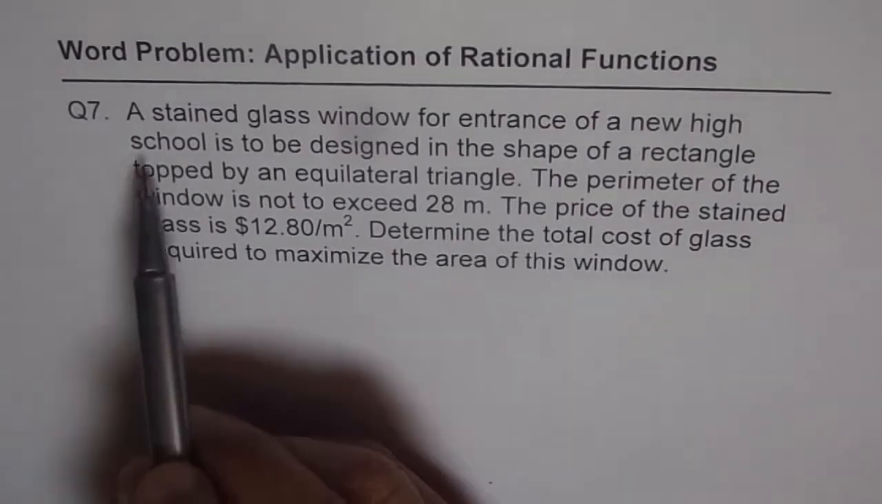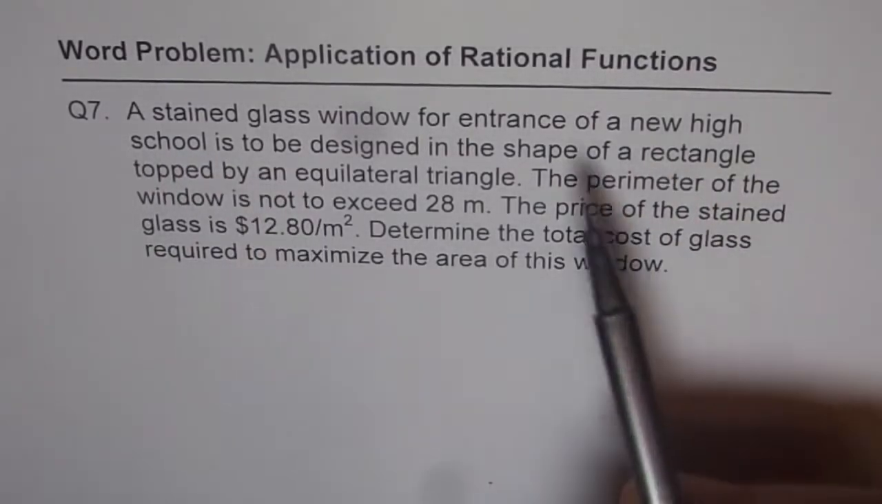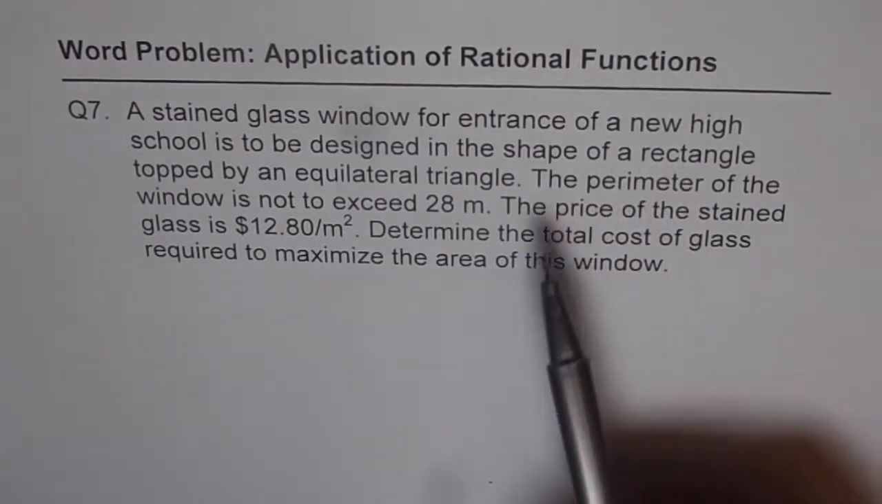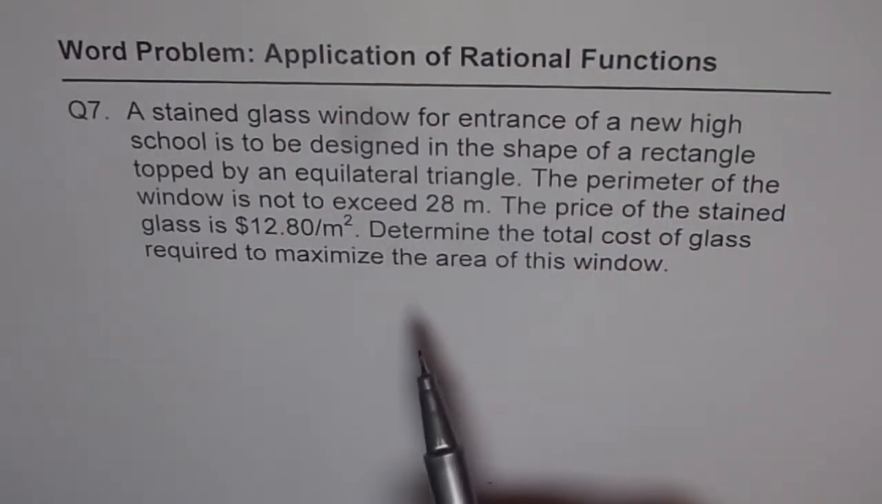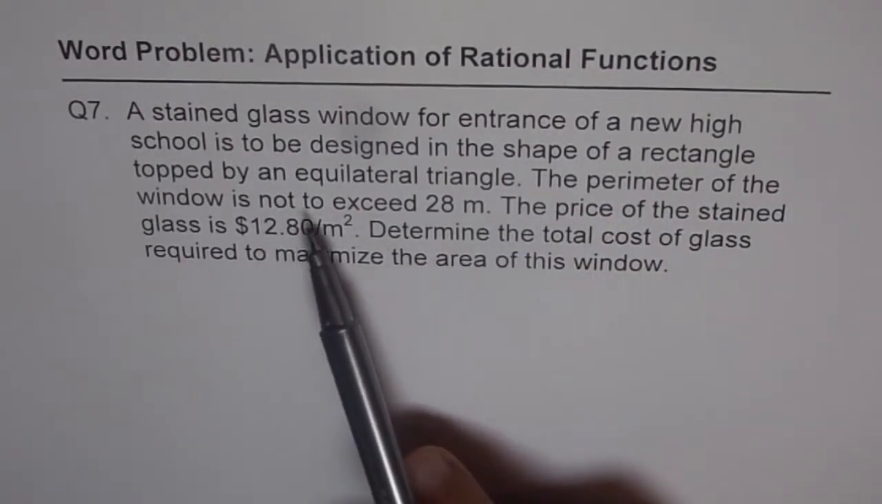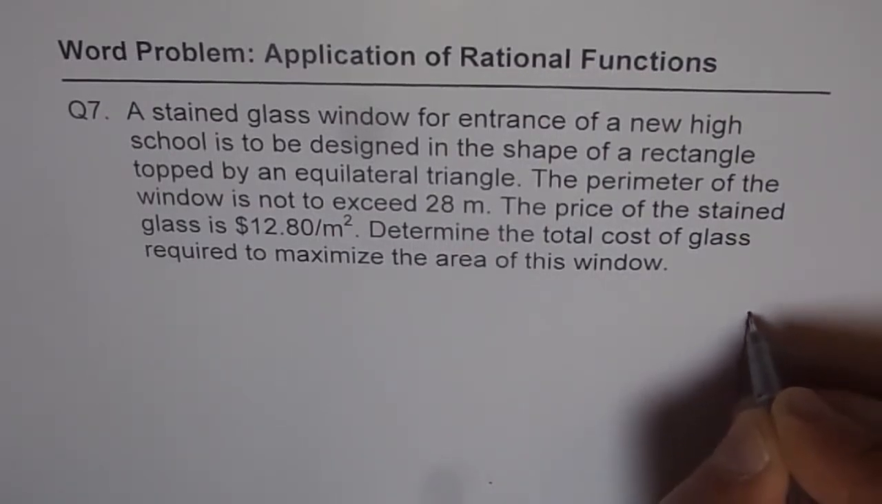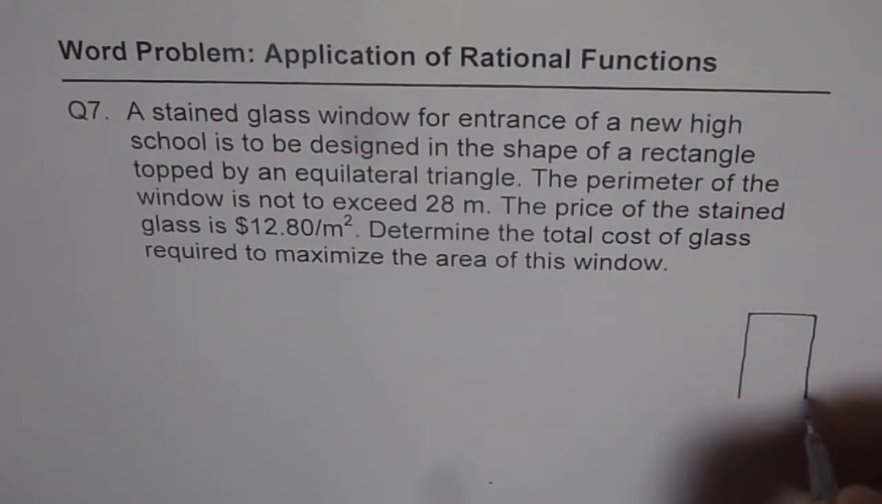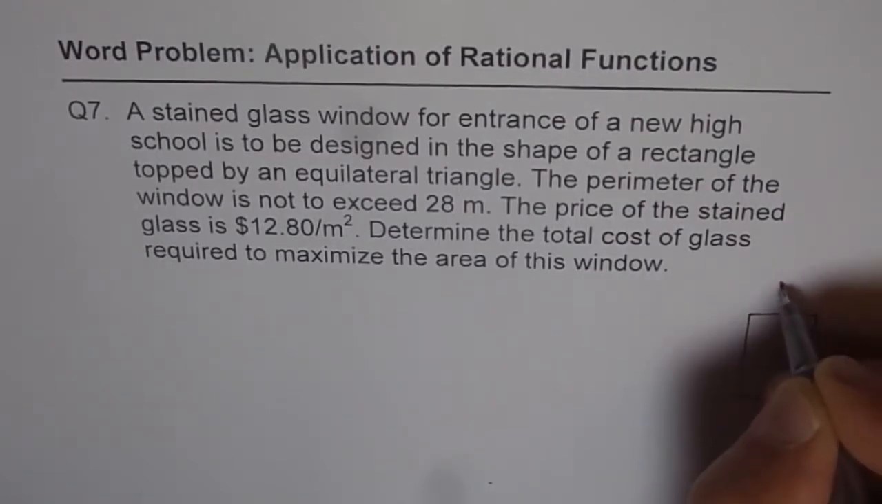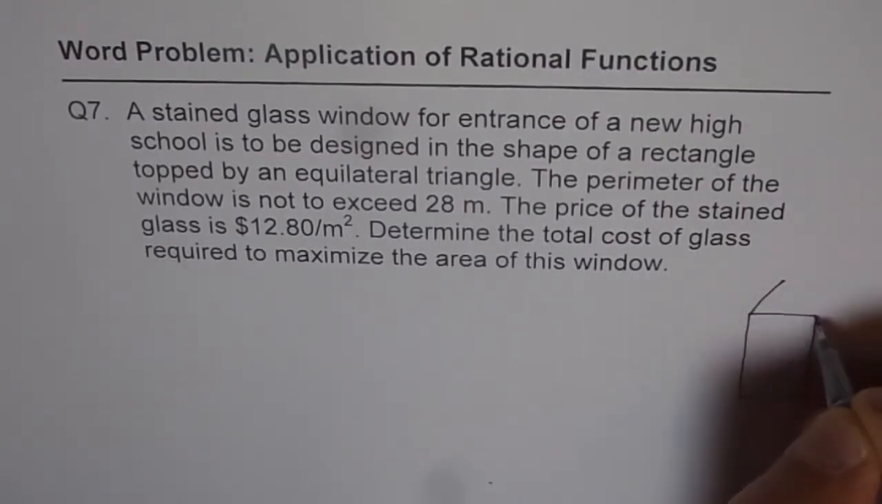Question 7 is: a stained glass window for the entrance of a new high school is to be designed in the shape of a rectangle topped by an equilateral triangle, right? So let's make a sketch for this. That's the rectangle topped with an equilateral triangle. So let's make a triangle here.